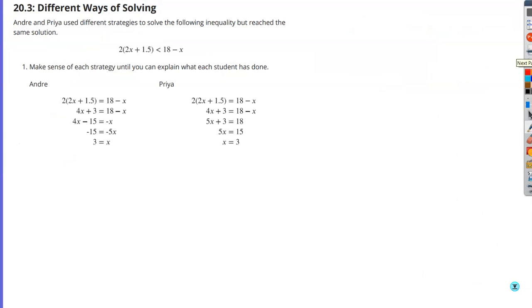All right, so I'm going to skip 20.2 and I'm going to go to 20.3. So if you want to get there, you can pause it.